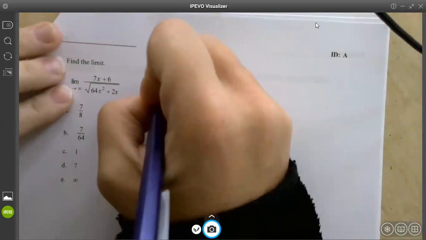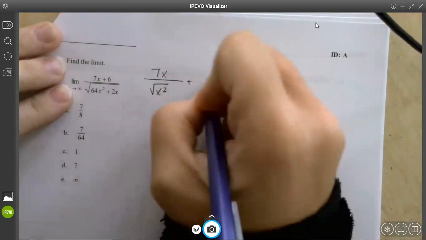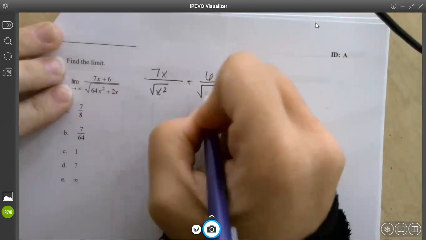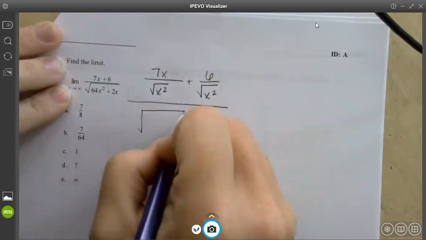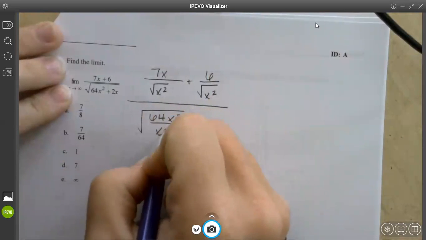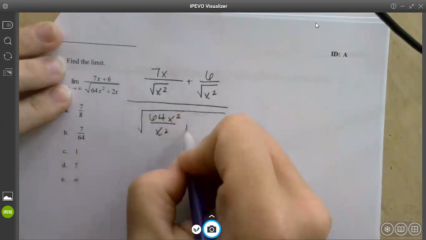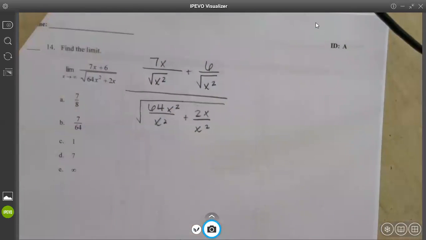So you're going to have 7x over the square root of x squared plus 6 over the square root of x squared over the square root of 64x squared over x squared plus 2x over x squared. And I just left it under the square root. It's going to be the same anyway.